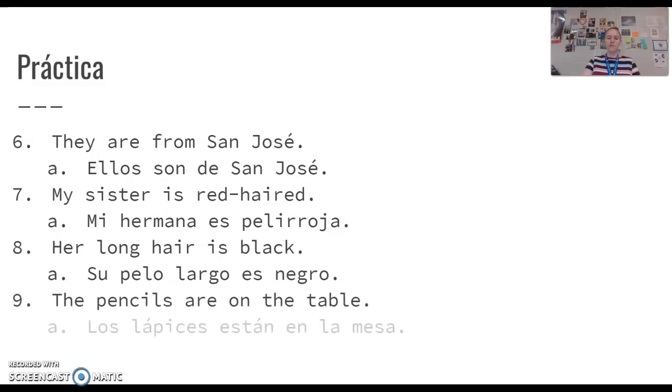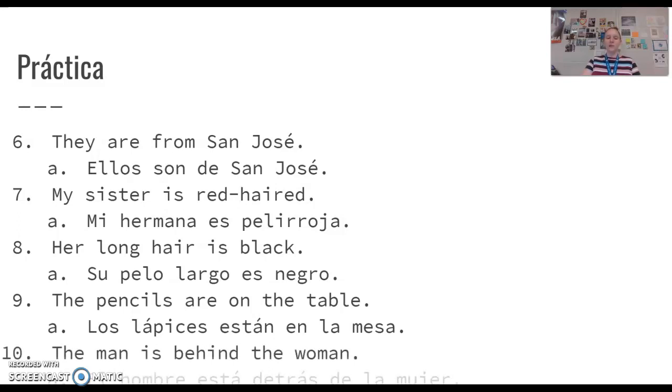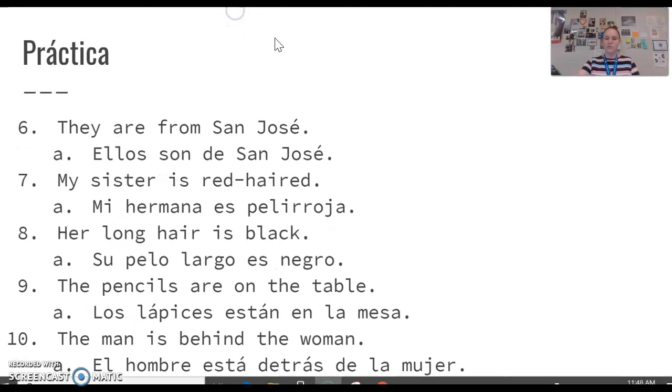Pencils are on the table. Los lápices están en la mesa. That is a position or a location. And the man is behind the woman. El hombre está detrás de la mujer. That would be a position or location. Okay, so estar. If you have any questions about ser and estar, let me know.